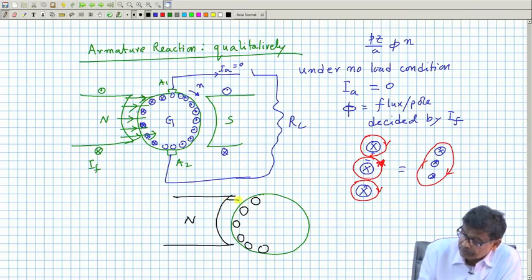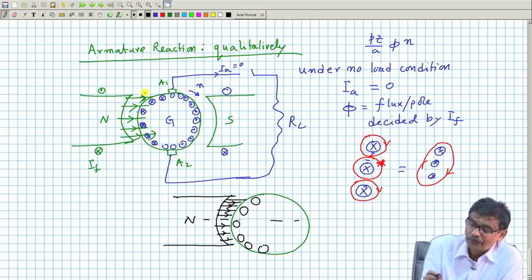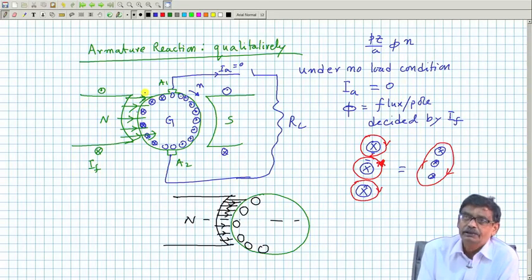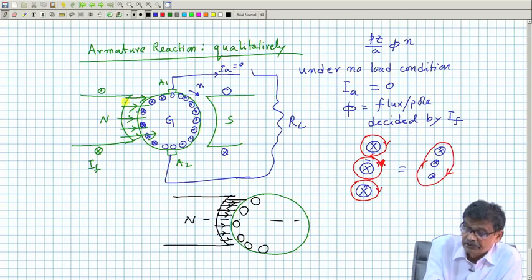So, lines of force in this hub will become much more dense, and here lines of force will be rarified because of this opposing thing. That is what is going to happen. That is, in one half of the pole, the magnetic field strength will increase, and in the other half of the pole it will be decreased. Earlier it was uniformly distributed.